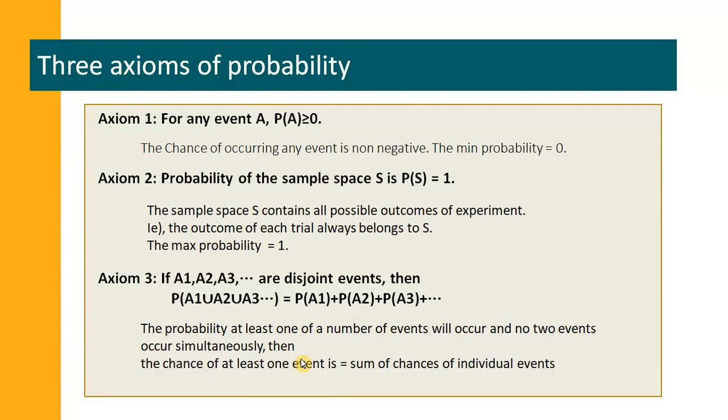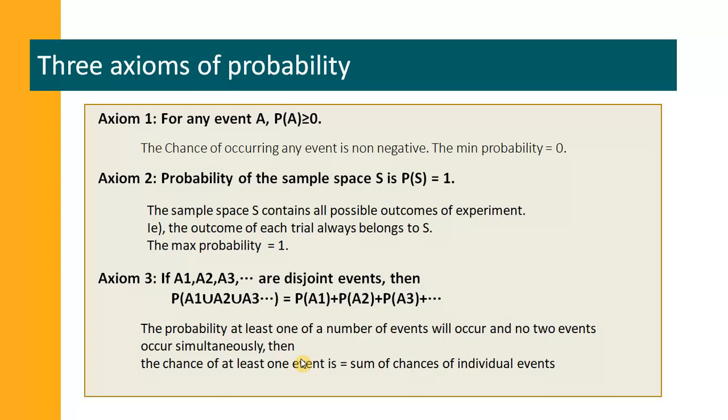Coming to axiom 2. The probability of the sample space S, P of S, is equal to 1. This means the sample space S contains all possible outcomes of the experiment. That is, the outcome of each trial always belongs to S. If something happens, the outcome should be within the sample space. From this axiom, we can say the maximum probability is equal to 1. From axiom 1 and axiom 2, we can understand that the probability of any event will be between 0 and 1. Coming to axiom 3.